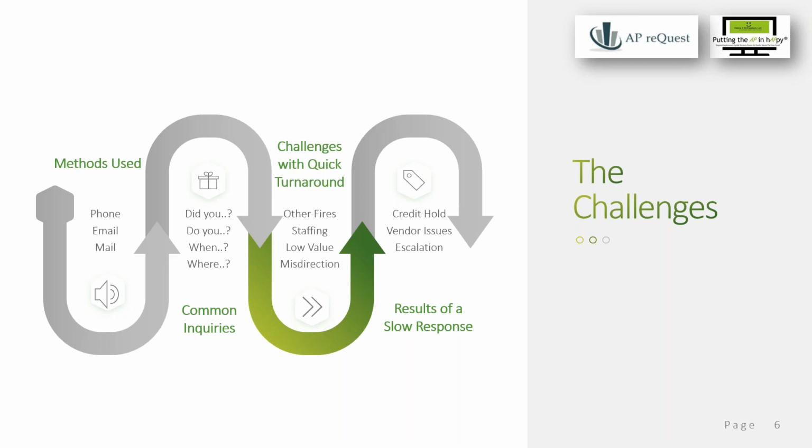Now, the challenges with a quick turnaround for these common inquiries, or all inquiries, are that you have staff that are putting out other fires, or it's just not enough staff to manage inquiries. You also have AP analysts that really need to focus on more analytical initiatives. And then, of course, you have instances where the inquirer was asking the wrong person or department. So you're kind of saddled with directing those to the right source or resource.